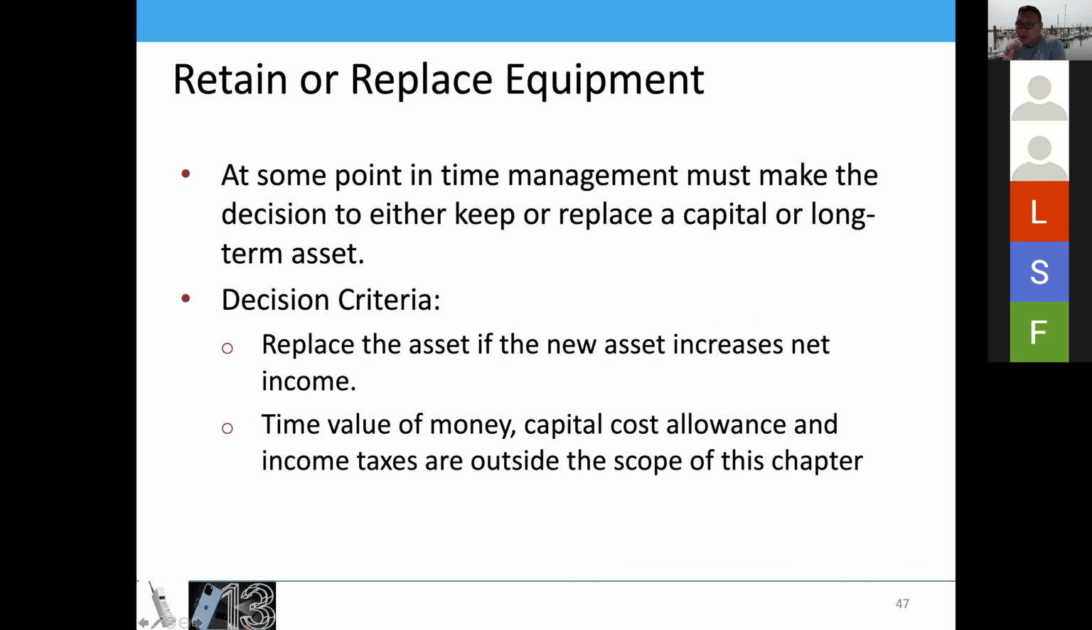In this decision making, we do not consider the time value of money or the tax implications. In this chapter we are not talking about the time value of money. If it's a long-term asset, you earn revenues over multiple years, so would you discount the future revenue? Here, we don't consider that. And we also don't consider the tax implications, CCA and income tax.